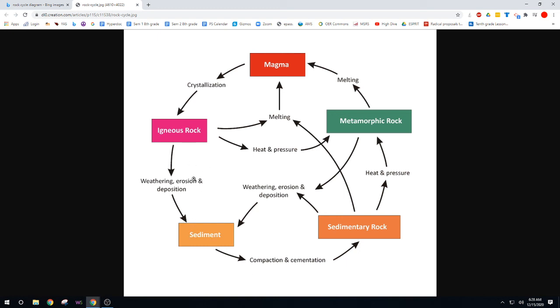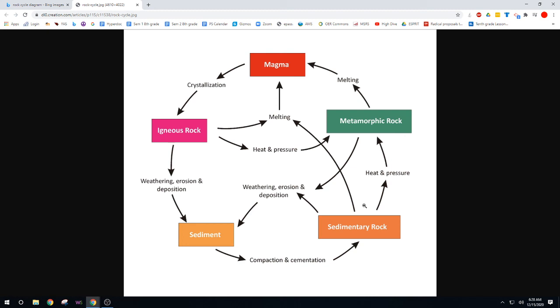Anytime we hear weathering, erosion, deposition, that makes us think sediment. Compaction and cementation of sediment gives us sedimentary rock. Heat and pressure gives us metamorphic rock. All of these diagrams are going to be kind of similar. They're all going to be similar, but not the same.